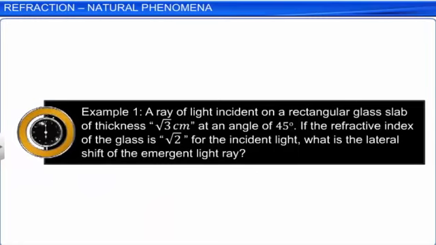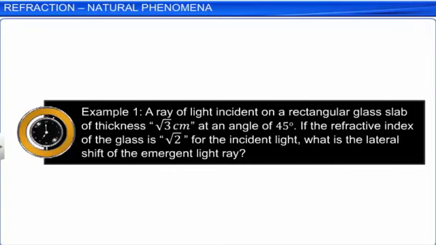Let us consider an example. Example 1. A ray of light is incident on a rectangular glass slab of thickness √3 centimeter at an angle of 45 degrees. If the refractive index of the glass is √2 for the incident light, what is the lateral shift of the emergent light ray?